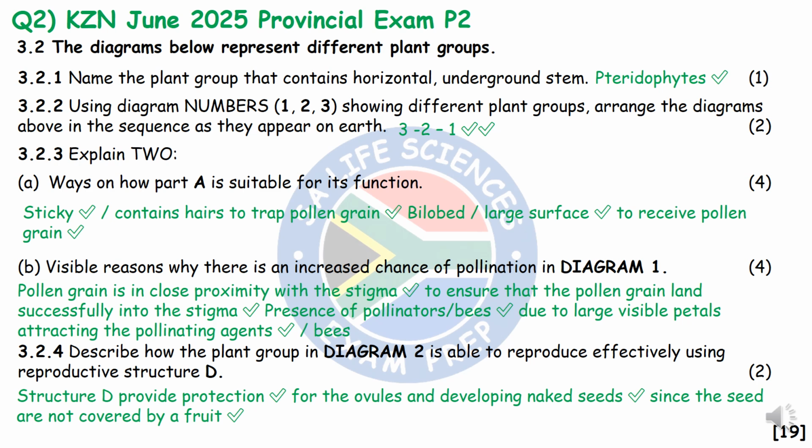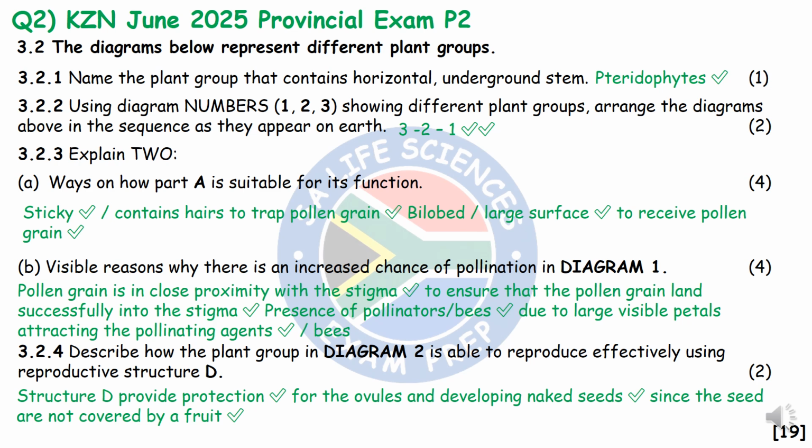3.2.2 says, using the diagram numbers 1, 2, and 3 showing the different plant groups, arrange the diagrams above in the sequence as they appear on Earth. That would be 3, 2, and then 1. Diagram 3 was pointing to the pteridophyte. Diagram 2 was pointing to the gymnosperm, and diagram 1 was pointing to the angiosperm, and that is the order in which they appear.